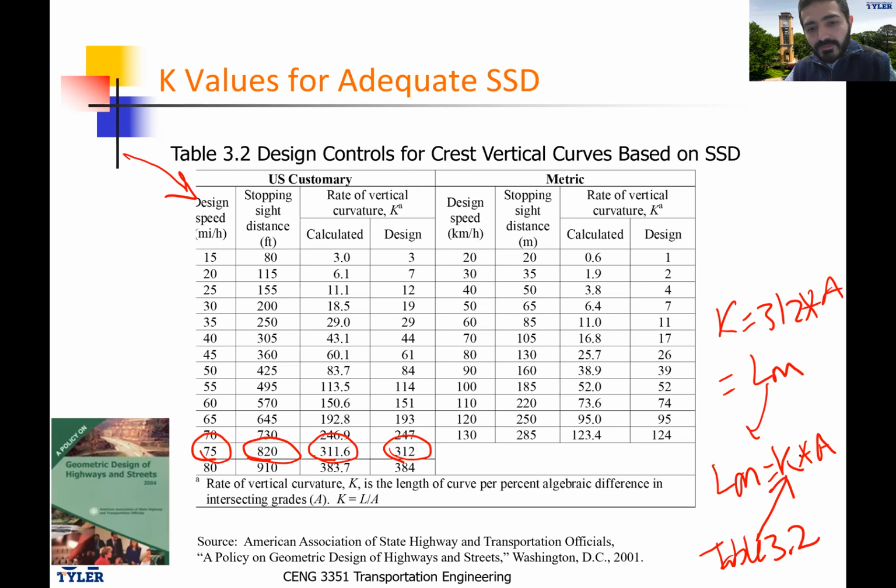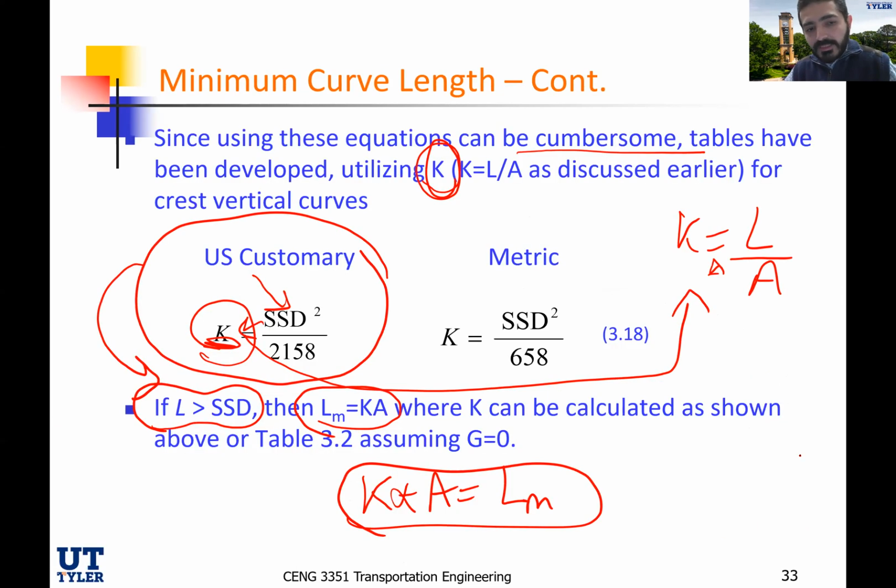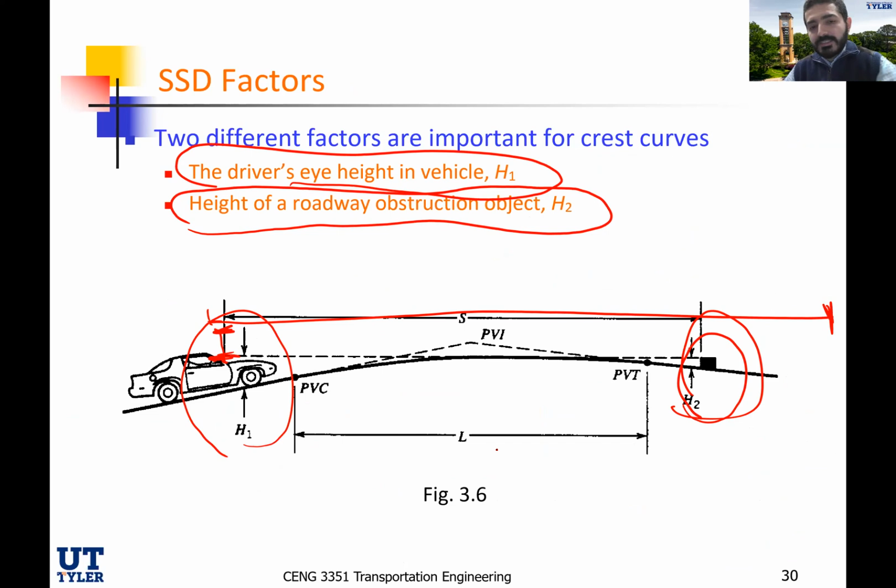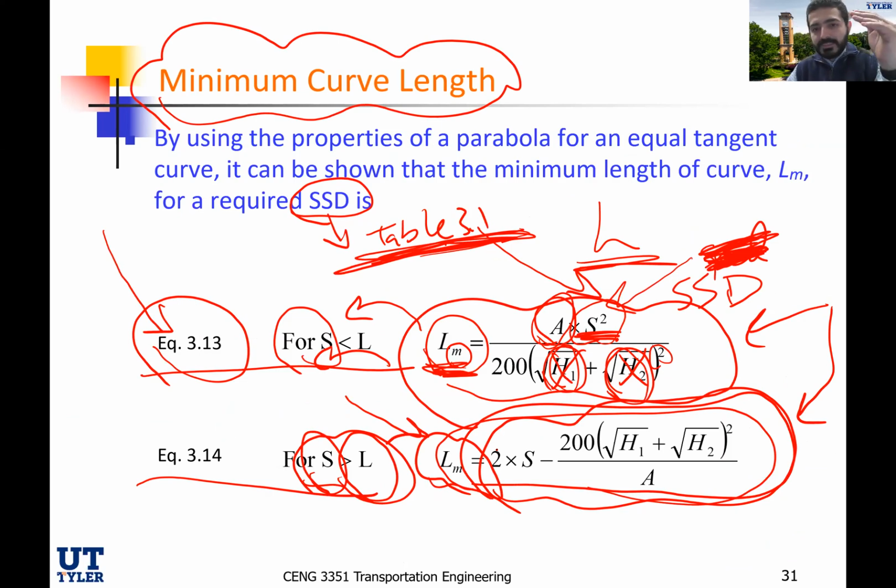But again, you need to know that this is only for specific conditions: if L is more than SSD, and we're assuming again that G is equal to 0. So just to summarize, this is the minimum length for the crest vertical curve if I know H1 and H2.